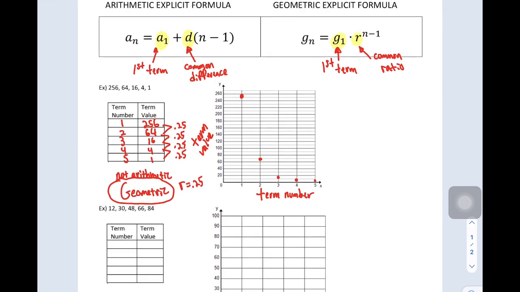Alright, almost done, guys. What we've done is we've taken a sequence, we've made that same sequence into a table, we made the same table into a graph. So right now we have 3 different ways to represent the same thing, and we're going to do the 4th way here. We're going to take these formulas and we're going to use one of them. Well, we know this is a geometric sequence, so I'm not going to use this formula. I'm going to use this formula.